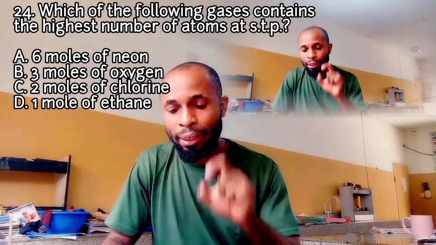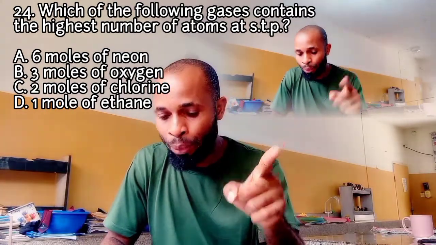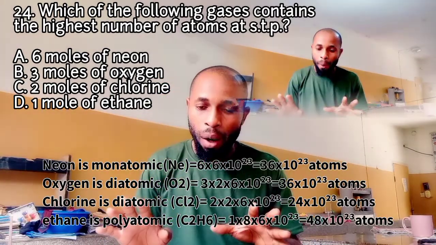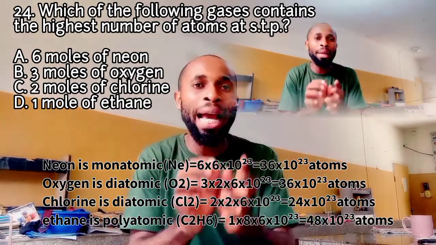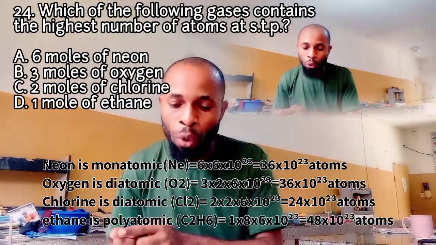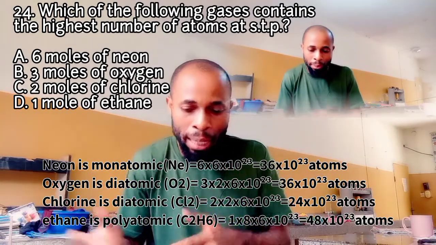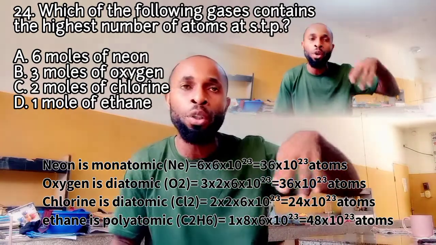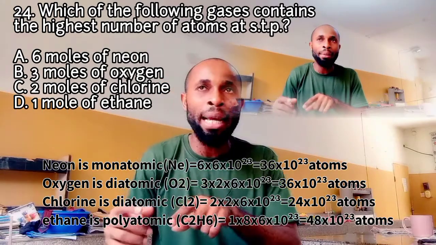Which of the following gases contains the highest number of atoms at STP? A. 6 moles of neon. Remember that neon is monoatomic. 6 moles of neon means we are having 6 times 6.023 times 10 to the power 23 atoms. When we look at 3 moles, we are having 3 times 6.023 times 10 to the power 23. If you look at C, 2 moles of chlorine has 2 chlorine atoms there. That means 2 times 2 will give us 4. That is 4 times 6.023 times 10 to the power 23, whereas B is 3 times 6.023 times 10 to the power 23.